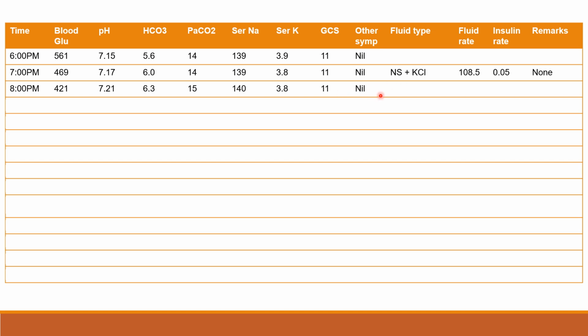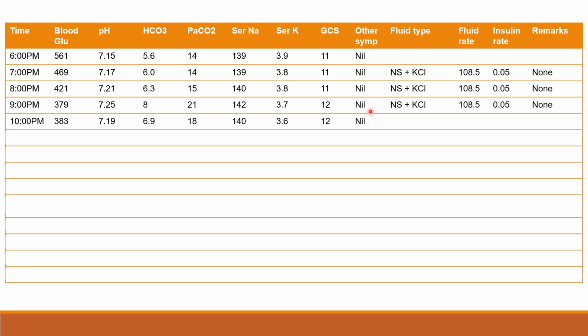So do we need to make any changes? No. Our fluid will remain the same, NS plus KCl at 40 millimole per liter. Fluid rate will remain same, insulin rate will remain same, everything will remain same. See, the next hour, everything is improving: pH is increasing, bicarbonate is increasing, PaCO2 increasing, potassium is normal, sodium is increasing, GCS is also improving. So basically the patient is improving, we don't have to do anything else.